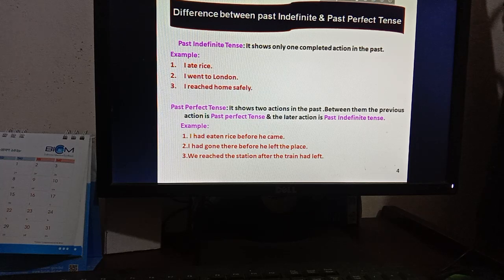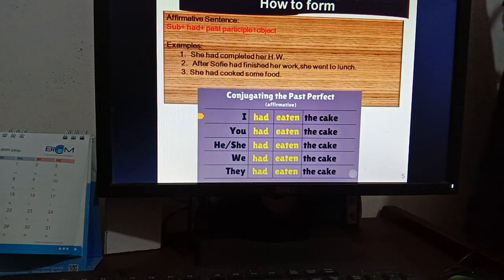Okay, so when you will find these types of two actions in a sentence, the before action will be the past perfect tense and the later action will be the past indefinite tense. Okay, so you have to understand the difference, and also you have to learn the definitions. Okay boys, now I am going to show you how to form. That means this is the structure.